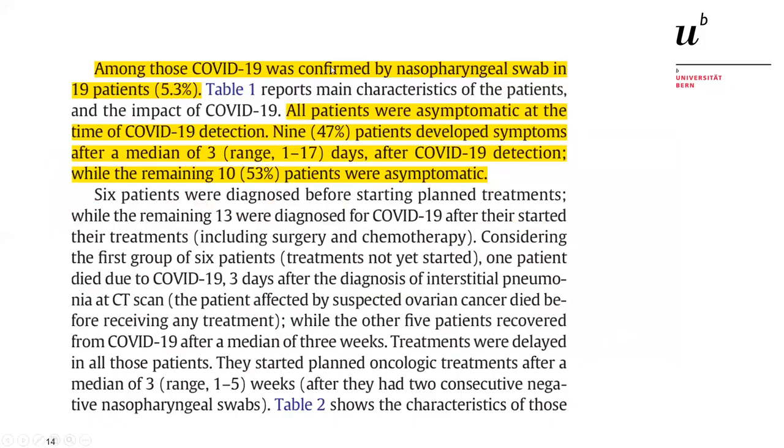So this is in the results section. We know that they had 19 patients with COVID-19 confirmed by an RT-PCR. And here they said all patients were asymptomatic at the time of COVID-19 detection. 9 patients developed symptoms after a median of 3 days, with a range of 1 to 17 days after COVID-19 detection, while the remaining 10 patients were asymptomatic. So with this information about the follow-up, we know that they were followed up enough after the COVID diagnosis. So yes, this study should be included in our systematic review.